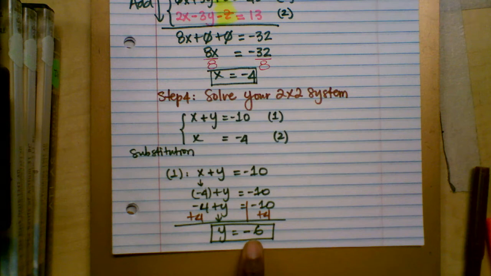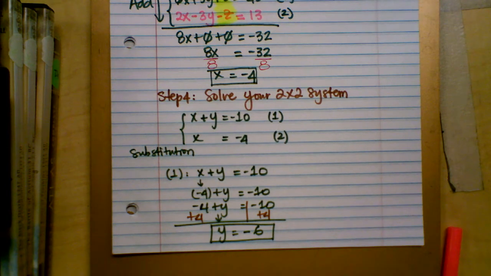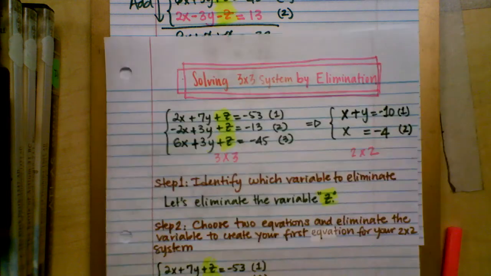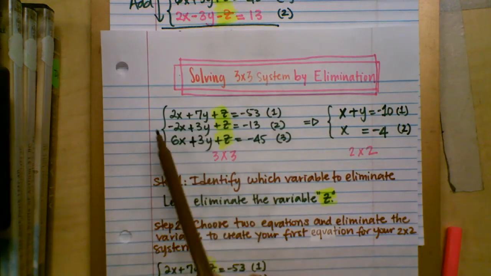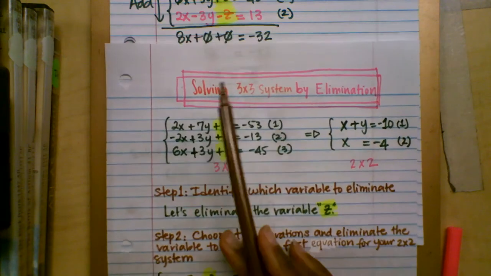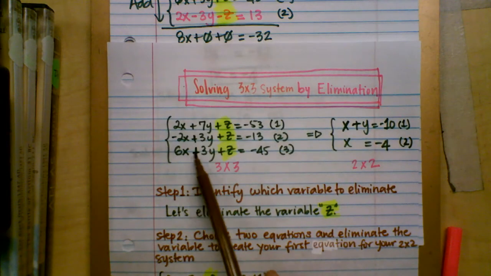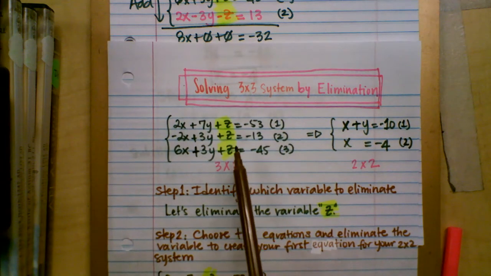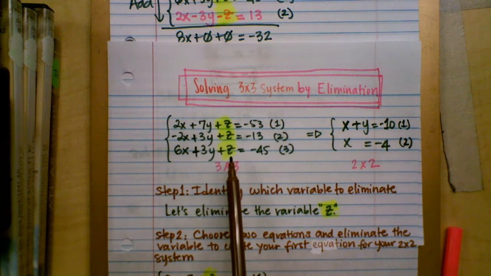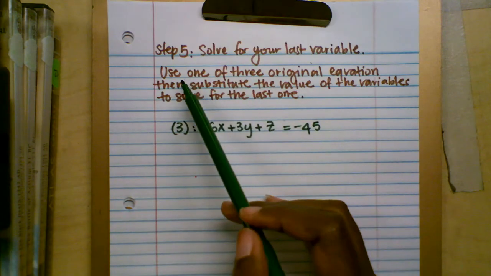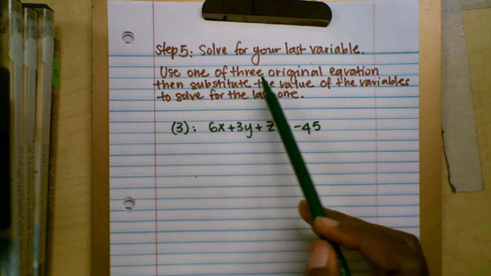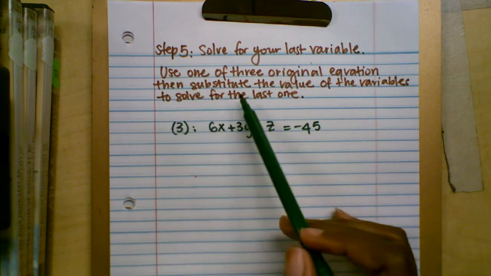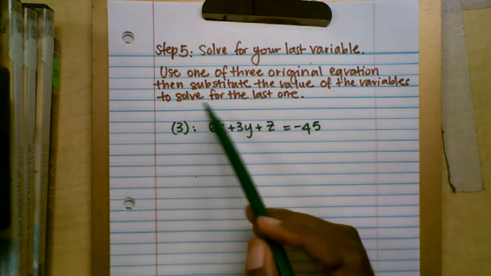So out of the 3 unknown variables, I know 2. So what am I going to do next for step 5? Because I know 2 of the unknown variables, I can go back to my original equations. I'm going to pick one of those 3 equations, substitute the values for x and y, and solve for z. So for step 5, I use one of the 3 original equations, then substitute the values of the variables to solve for the last one.